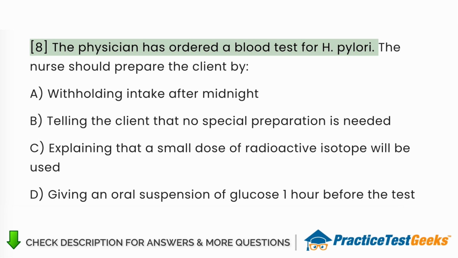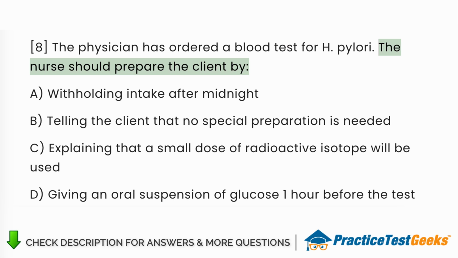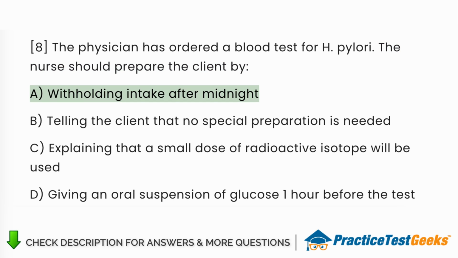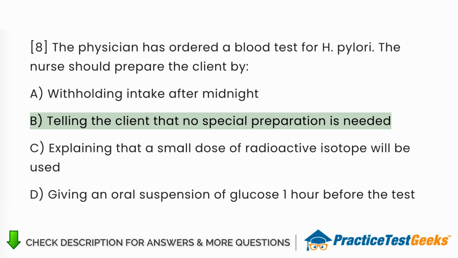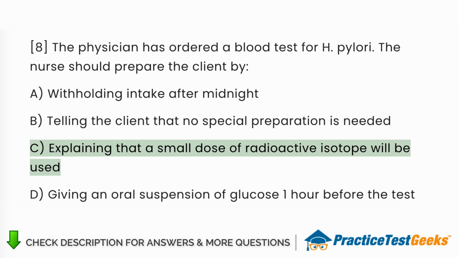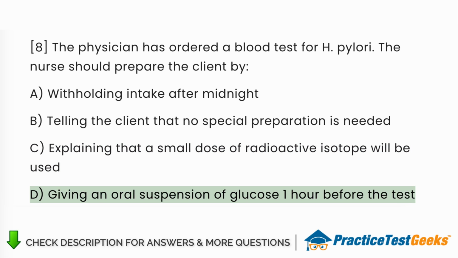The physician has ordered a blood test for H. pylori. The nurse should prepare the client by: A. Withholding intake after midnight. B. Telling the client that no special preparation is needed. C. Explaining that a small dose of radioactive isotope will be used. D. Giving an oral suspension of glucose 1 hour before the test.